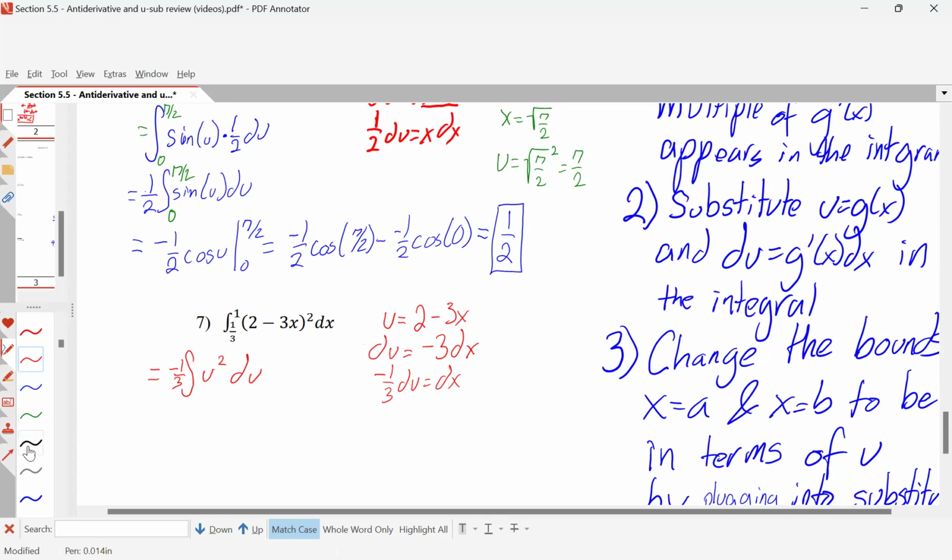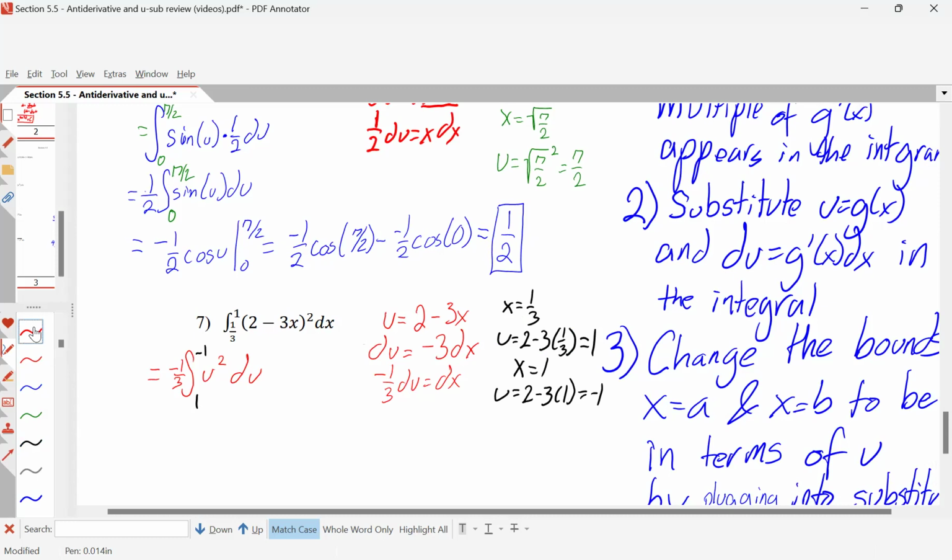And when we change our bounds, when x equals 1/3, u equals 2 minus 3 times 1/3, or 2 minus 1, which is 1. And when x equals 1, u equals 2 minus 3 times 1, which is negative 1. And now we work this integral in terms of u.